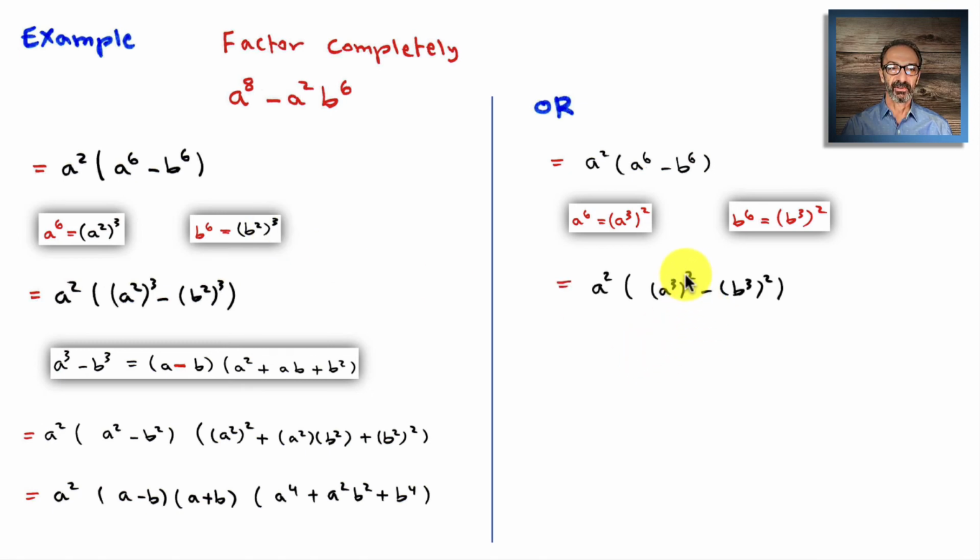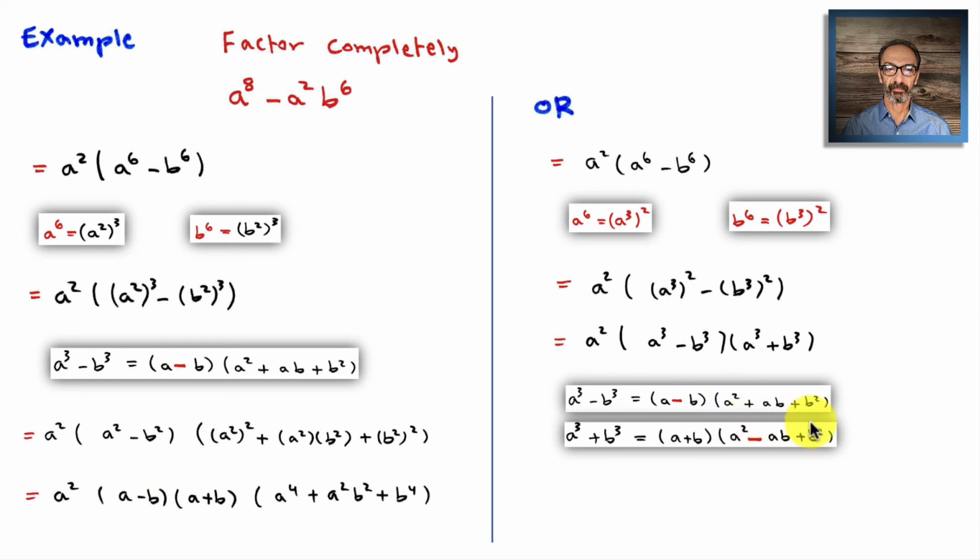So now we have difference of two squares. And difference of two squares will be factored as a plus b times a minus b. Plus and minus. That's the difference of two cubes. That's the sum of two cubes. We have them. We apply them. Same idea. And that's what we have.